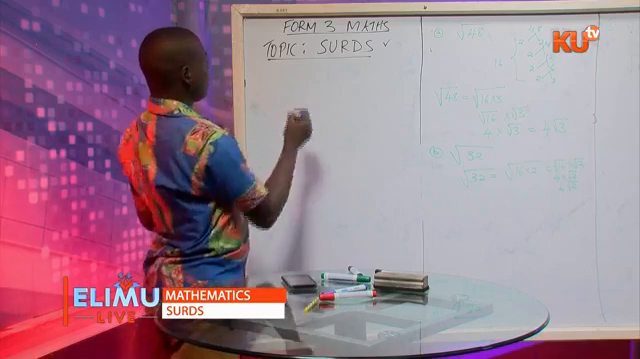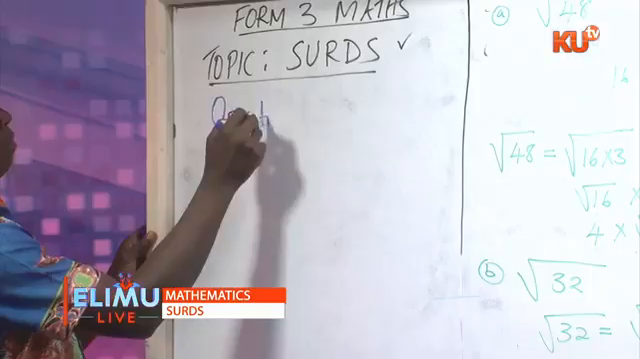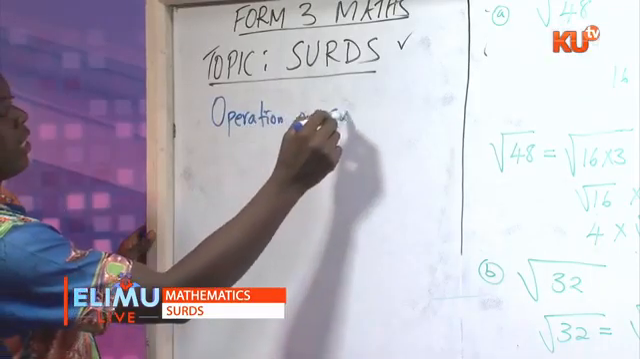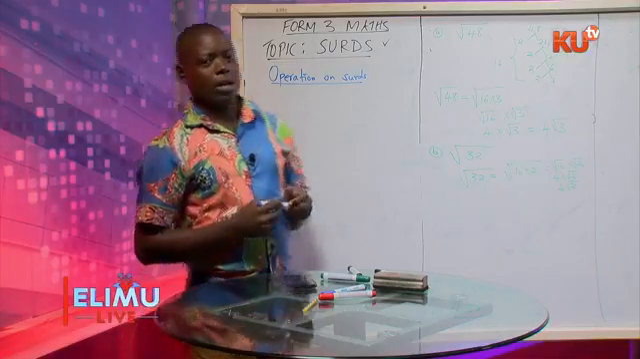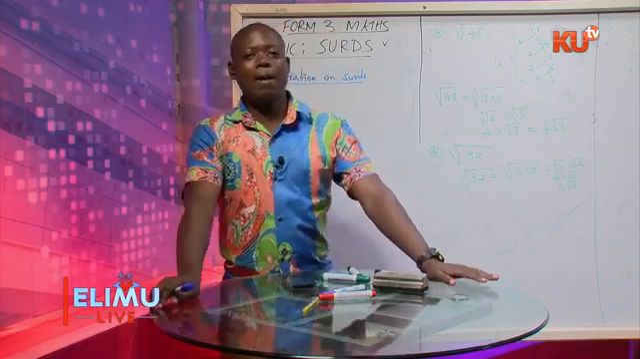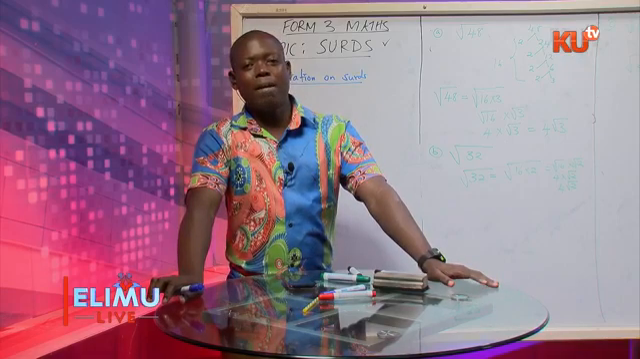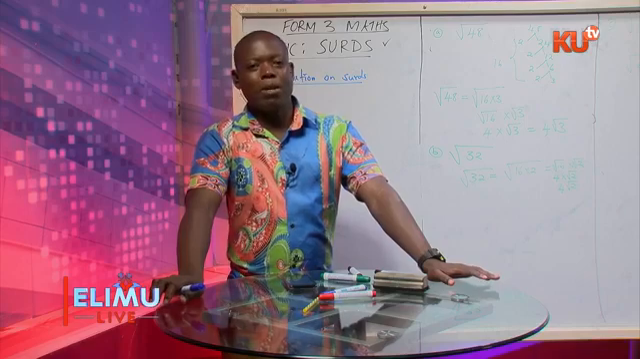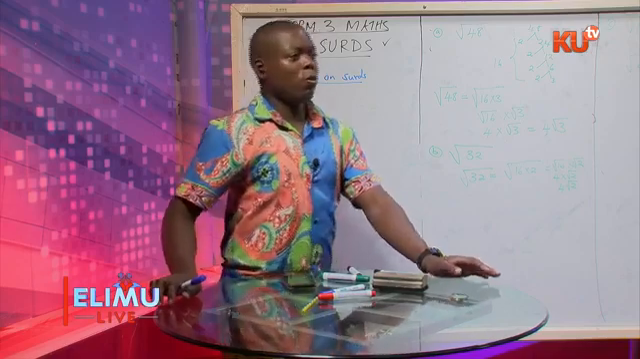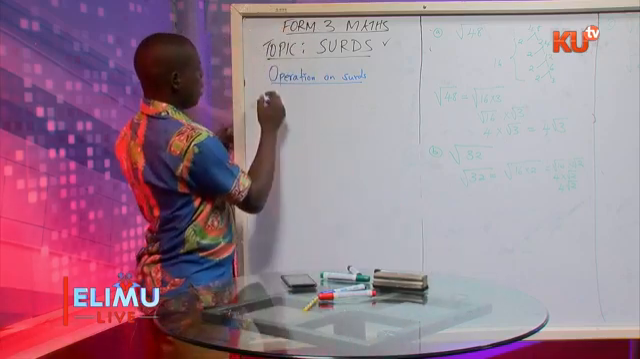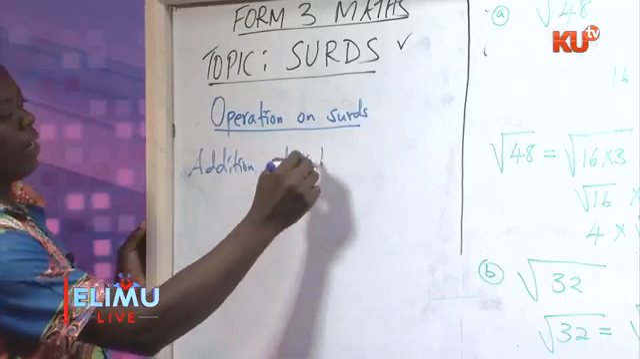Again, after simplification, it is important to understand what we call operation on surds. And anytime in mathematics we talk of operation, we are talking about these four main operations, that is addition, subtraction, multiplication, and division. When you are working out addition of surds, what do you look at? There is a rule that we must always consider in addition and subtraction.